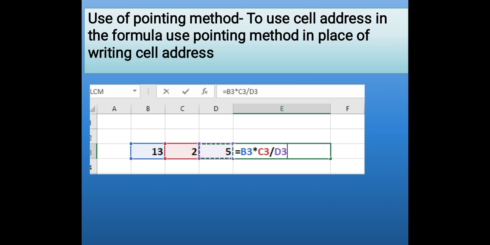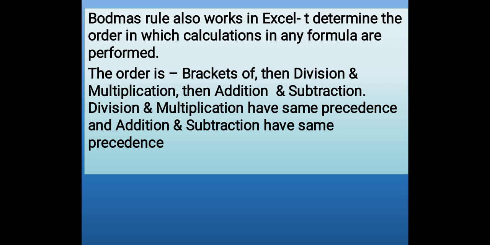After B3 we will just use the multiplication sign. हम multiplication sign लगाएंगे and then we will just click on the C3 cell with the mouse. Automatically C3 का address इस formula में आ जाएगा. Then we will use the division sign and then we will click on the D3 cell. D3 cell का address भी ये automatically ले लेगा. This is called the pointing method. We can use pointing method in writing formulas or other calculation work.